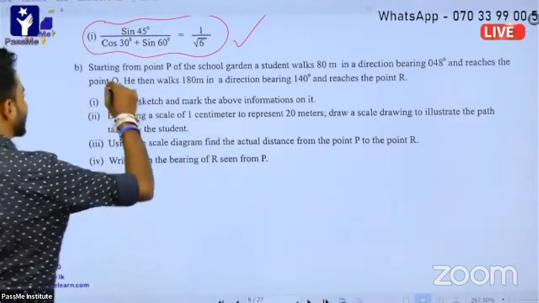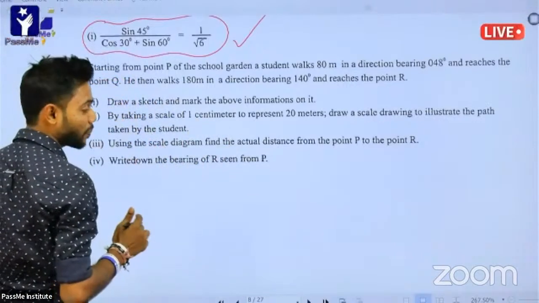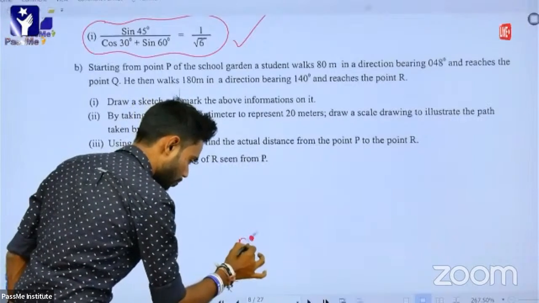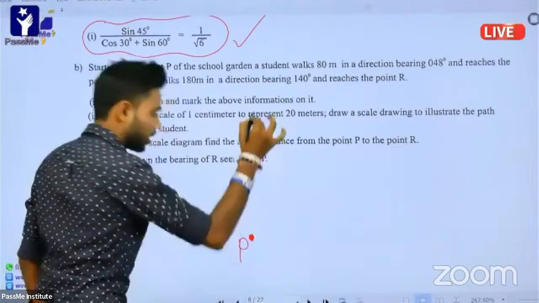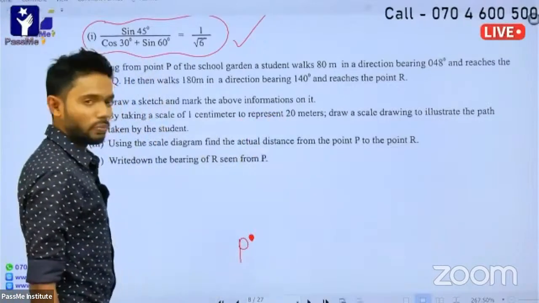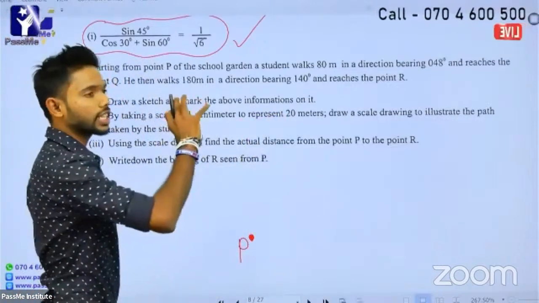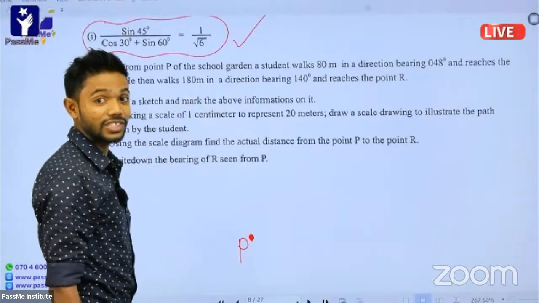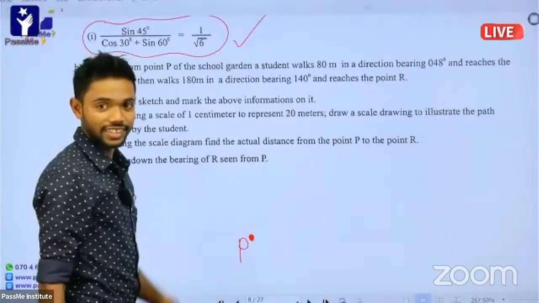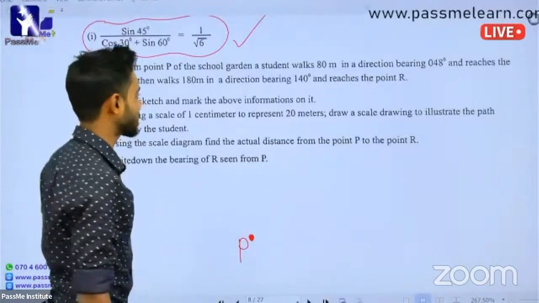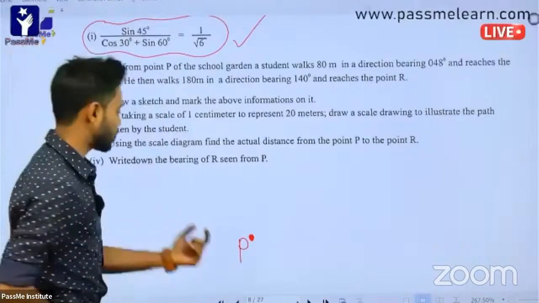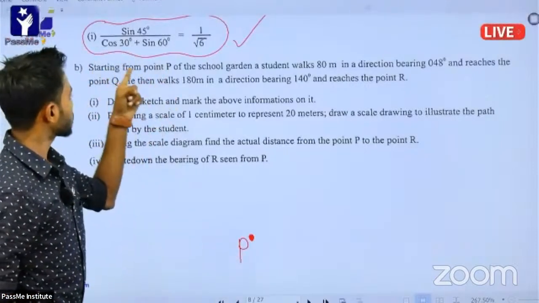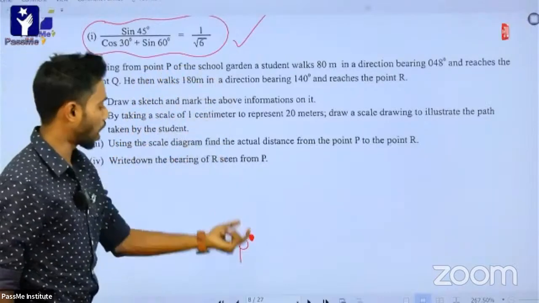Starting from the point P, right? I will put a point P here. Now I am trying to draw this kind of diagram. I'm trying to insert the data into the diagram, right? After that, I will tell some story. So starting from the point P. Okay. Starting from point P of the school garden.